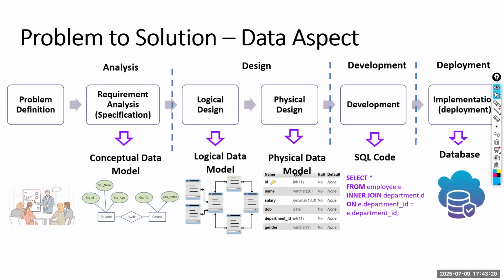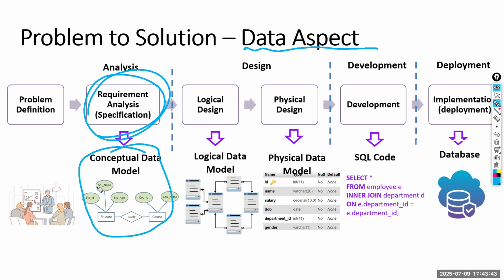So this is the big picture. When it comes to the data side, we start with problem definition. And of course, here we have the feasibility study, but I have skipped it because we are more interested in data aspects. Then analyze your requirements. Here we are interested in data, so the result is the conceptual data model or conceptual ER model. Once we model the conceptual ER model, that models the data related requirements. Then we move on to design.